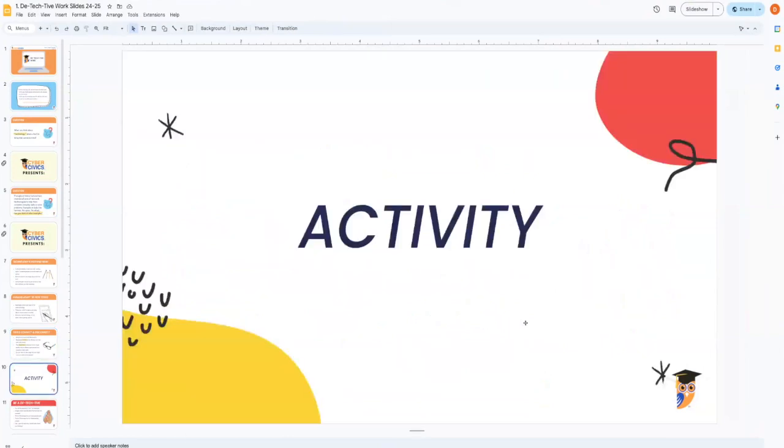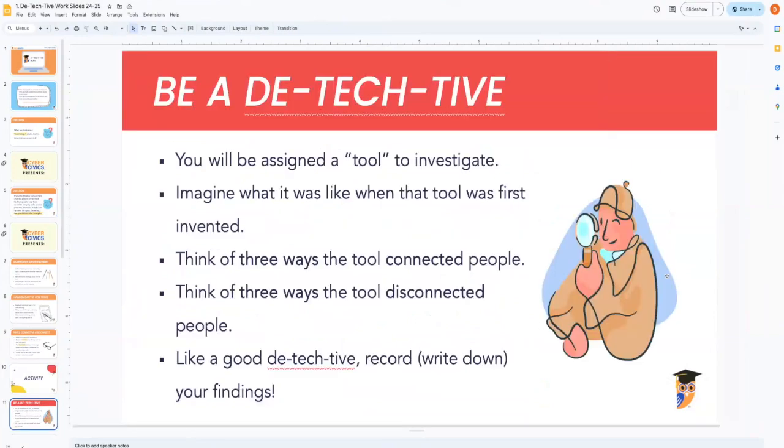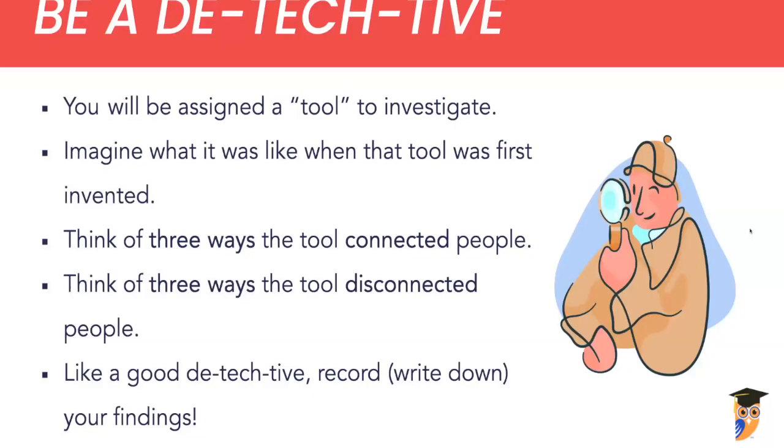So when you're showing the slides to the students, you'll see a slide like this, which is the activity slide that cues you to the activity that comes. And in this activity, I'm going to actually show you. Here we go. The students will be assigned a tool to investigate. Imagine what it was like when that tool was first invented.